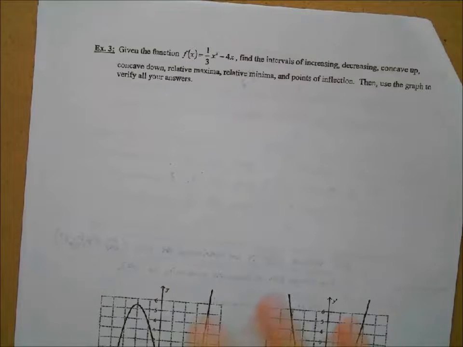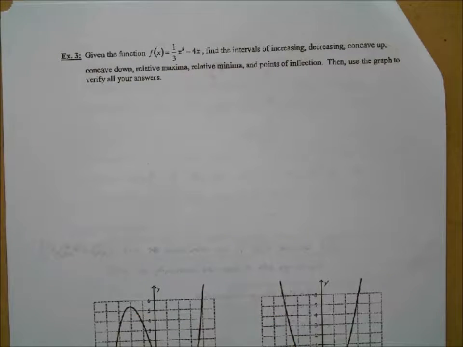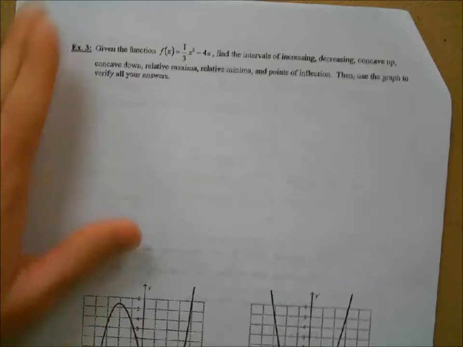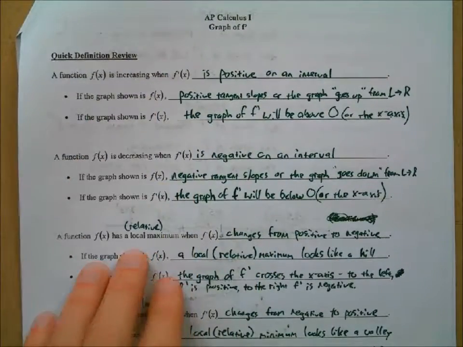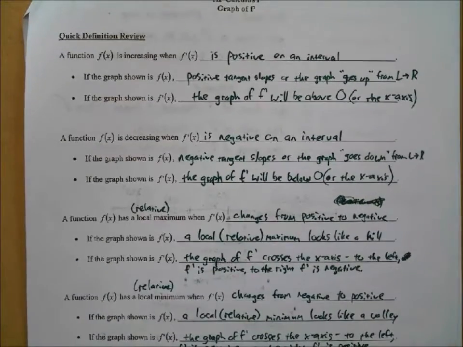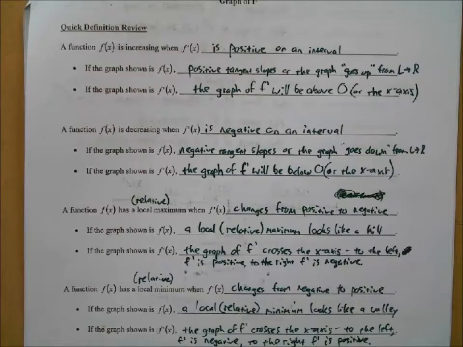So, example 3 here is where we left off. If you remember, yesterday we went through a very long process of describing how behaviors of f relate to behaviors of f prime and f double prime as well. Specifically, how we can use the graph of f prime to interpret information about f and also f double prime. All right, so we're looking visually now.